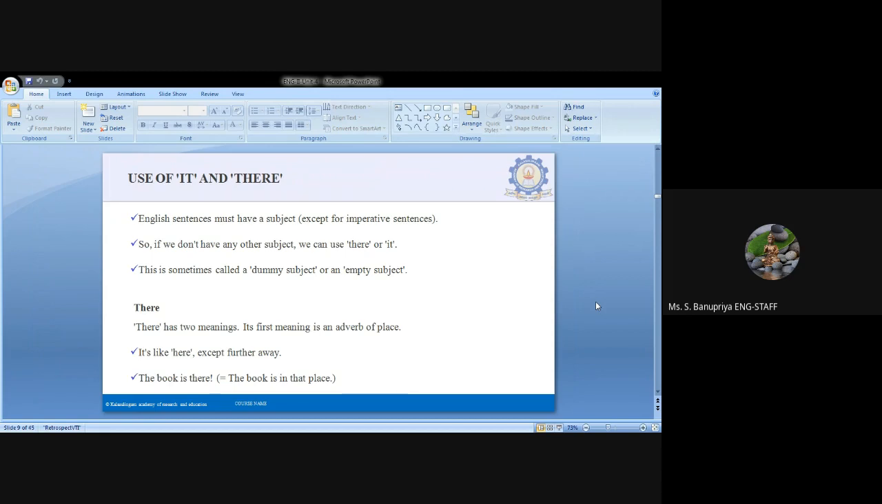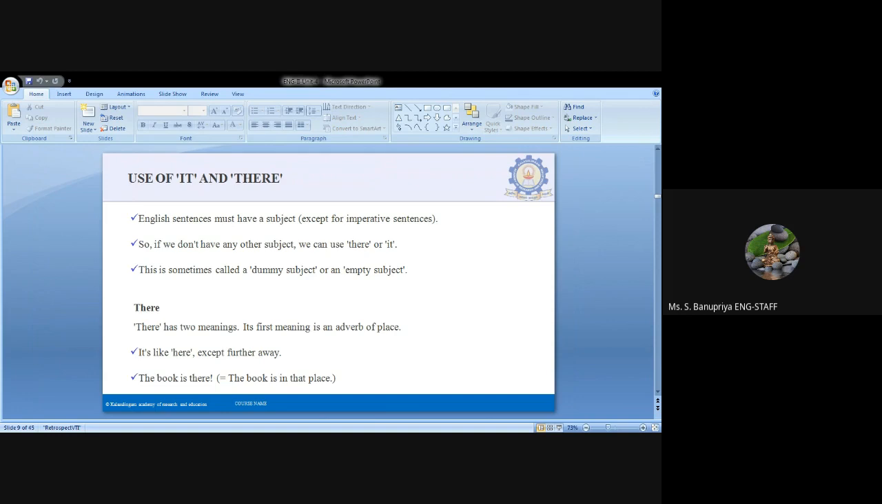Okay? We know very familiar words. We often use these two words while speaking English, even in spoken English or even in broken English. We often use it and there. But what are the specific things? What are the specific places where these words have to be used? Okay, that is what we are going to see today.